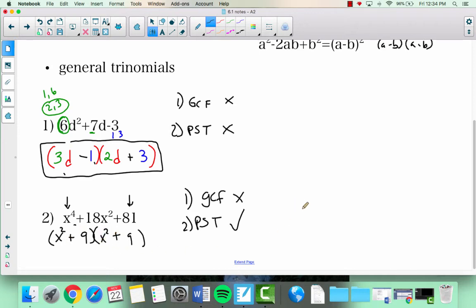Now the easiest way to write this is to write the quantity squared since there are two identical factors. So that would be x squared plus 9 all to the second power. So this would be our final answer. Okay, so perfect square trinomials are really quick to factor as long as the first term and the last term are perfect squares. If they're not, it's just going to be a regular polynomial like example 1.